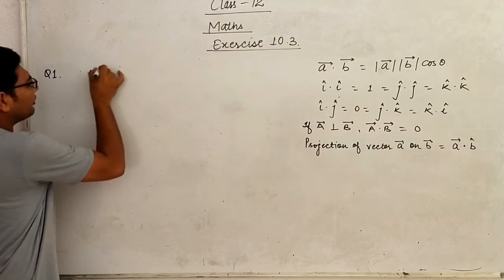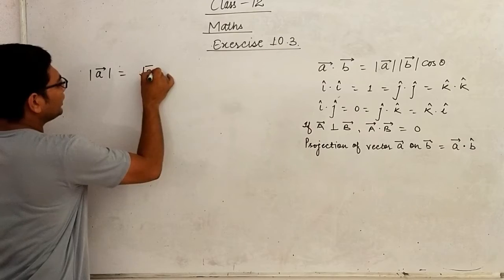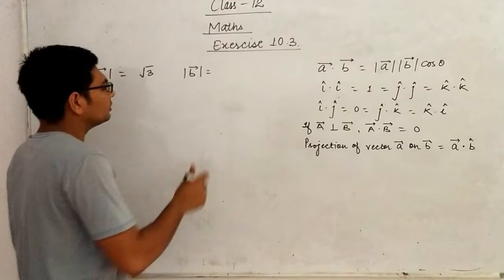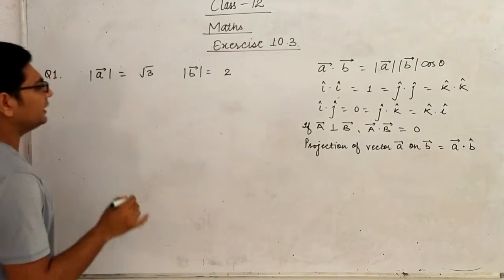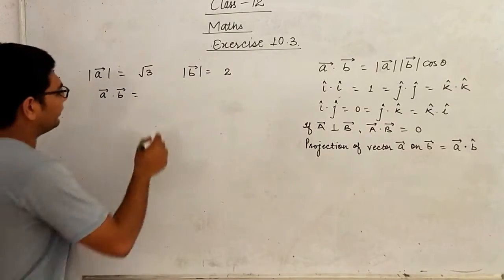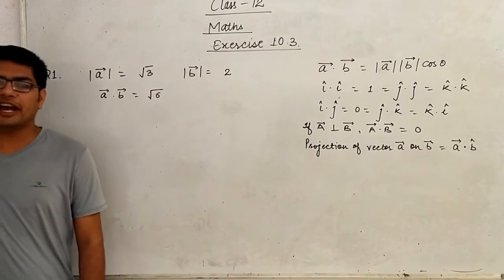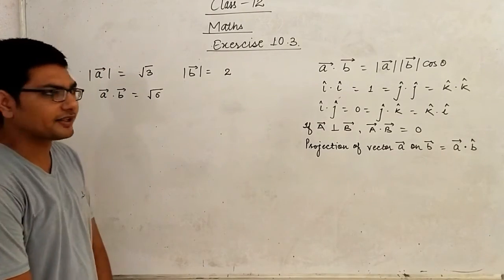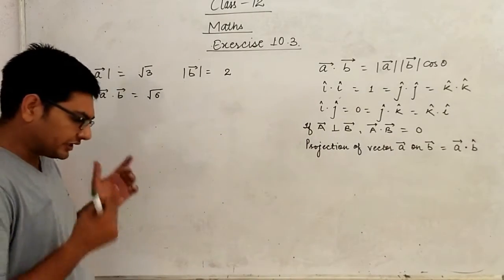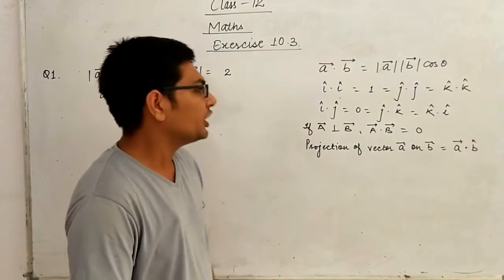The magnitude of vector A is given as root 3 and magnitude of vector B is given as 2, and the value of A dot B is given as root 6. Here we are supposed to find the angle between vectors A and B. There are various formulas written on the right hand side of the board. Just think of what are the given quantities, what we need to find out, and try to apply the correct formula.